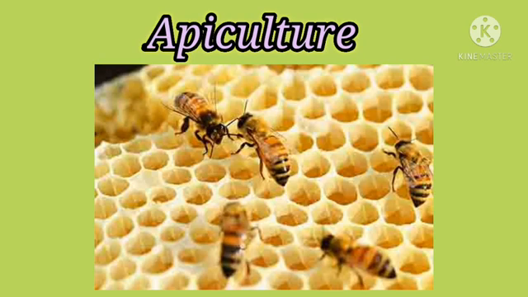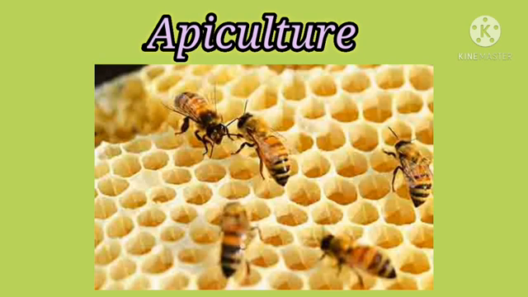Third one, worker bees. They are sterile female bees and are the smallest members of the colony. Their function is to collect honey, look after the young ones, clean the comb, defend the hive and maintain the temperature of the beehive. So, what are the functions of worker bee?